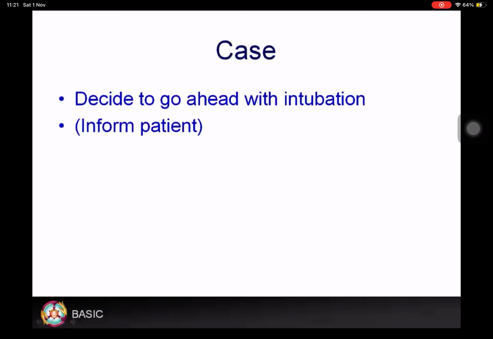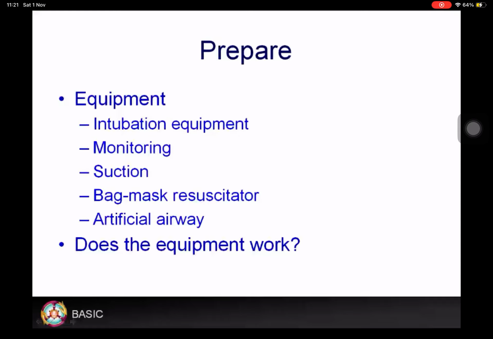Our case has no features suggestive of difficult intubation, and we decide to go ahead with direct laryngoscopy. Had the patient been conscious, it would of course have been important to obtain verbal consent. We start by assembling the appropriate equipment and making sure it works. The equipment should include intubation equipment, monitoring, suction, bag valve resuscitator, and artificial airway.